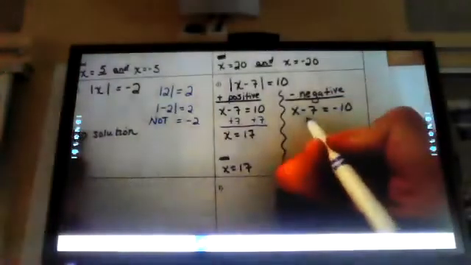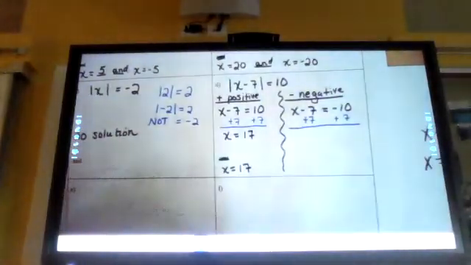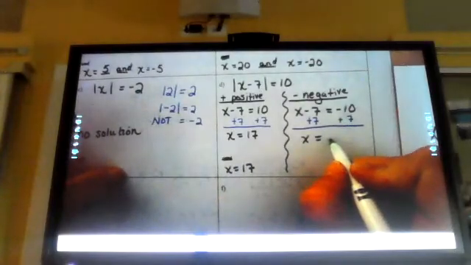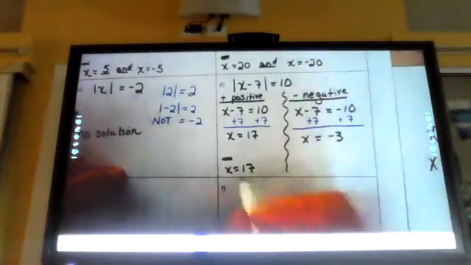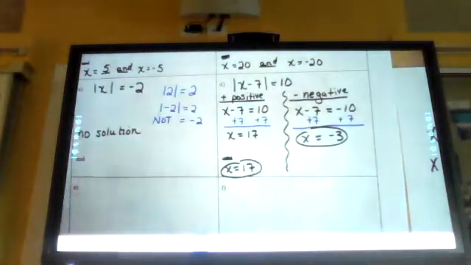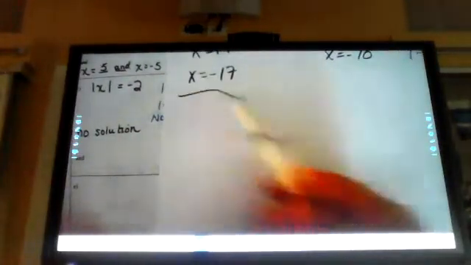And then I'm going to add 7, the same step, but here's where you have to be careful. Negative 10 plus 7 gives us negative 3. So here are our two answers. Now again, you're going to have time to check yourself. So please check. Let's check this one. Here's my original problem.